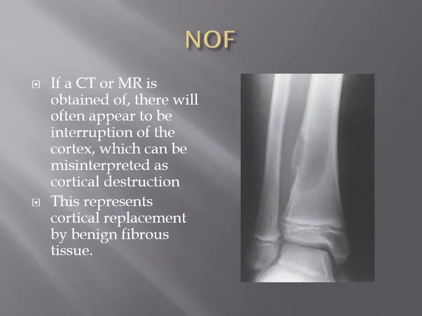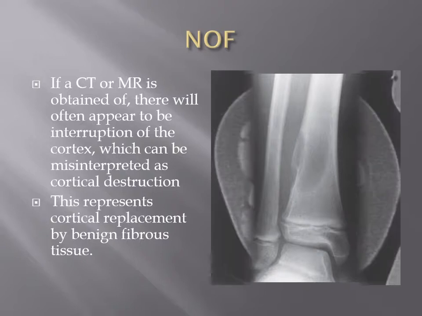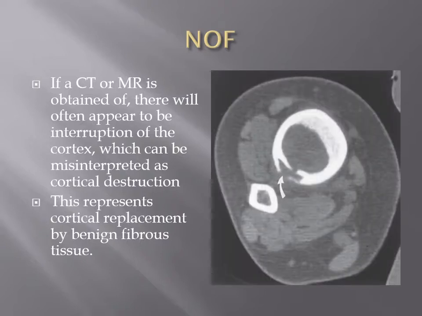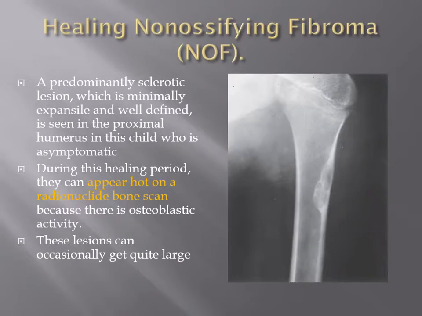Sometimes, if a CT or MRI is obtained, there will often appear to be an interruption of the cortex, and this can be misinterpreted as cortical destruction. For example, in this case, after doing the CT, there is a sort of cortical destruction, and they said this is just a cortical replacement by a benign fibrous tissue, so no need for any further investigation or management. So if you see the cortex interrupted, it's okay. It doesn't mean there is a pathologic, a malignant process. Don't worry. No aggressive process.